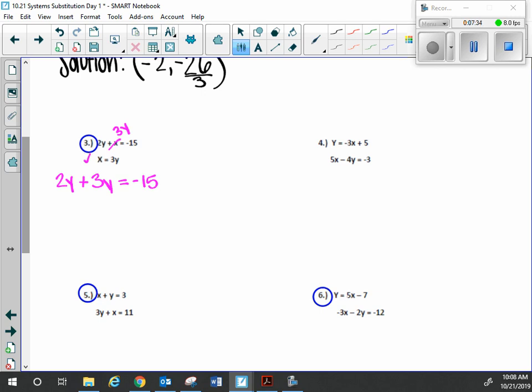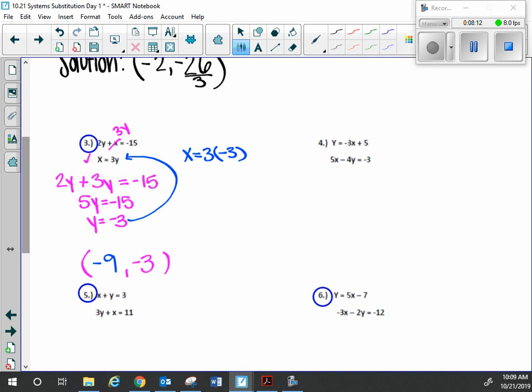What happens when I combine like terms? 5y equals -15. So y is -3. So I've got half of my solution. I need the other half. Does it matter if I plug it into the first equation? No. Okay, but it'll be easier for me to plug it back into the second because there's less steps, right? So if I plug this back in, x equals 3 times -3, which is -9. Good.